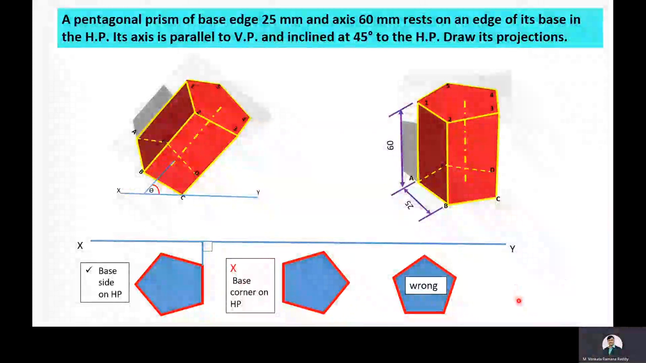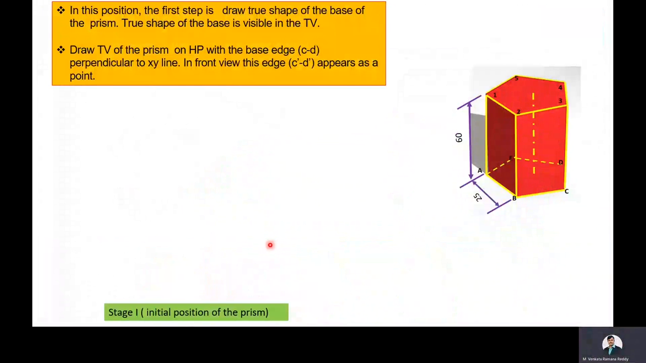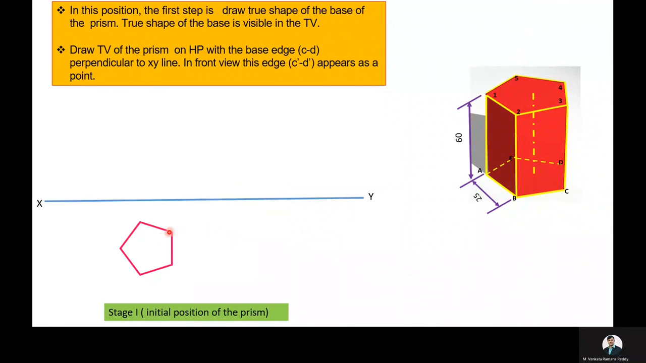Now we'll see the brief overview of the solution. As a first step, what we need to do? As I said earlier, the pentagonal prism is resting on its base on HP and axis parallel to VP, and one of its base sides, say CD, is kept perpendicular to the VP. So draw the true shape of the base of the pentagonal prism, that is a regular pentagon, in the top view. While drawing, see that its base side CD is kept perpendicular to the XY line. This is the top view of the pentagonal prism. After drawing the top view, then we'll draw its corresponding front view.